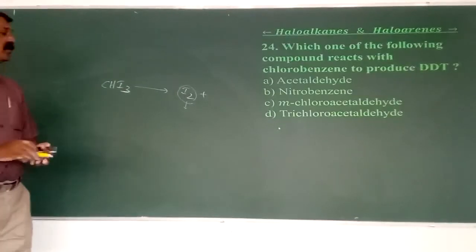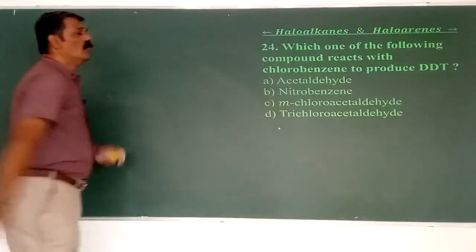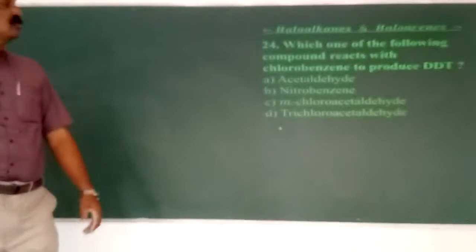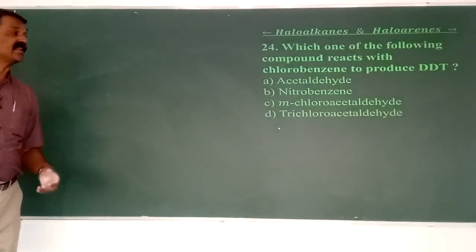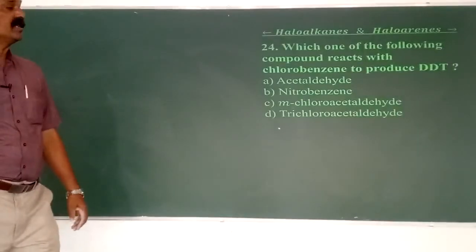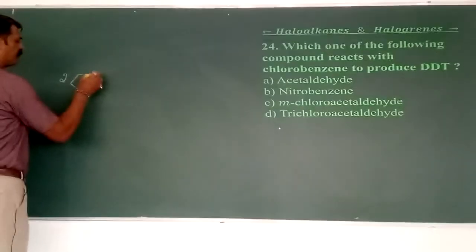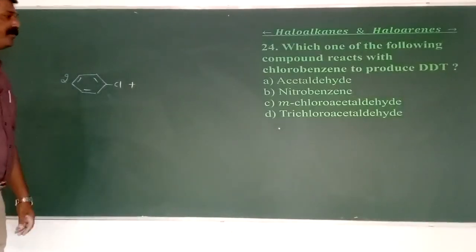Let's have the 24th here. Which of the following compounds reacts with chlorobenzene to form DDT? DDT is a best example for an insecticide. How is it obtained? From chlorobenzene, when two molecules of chlorobenzene are made to react with what?